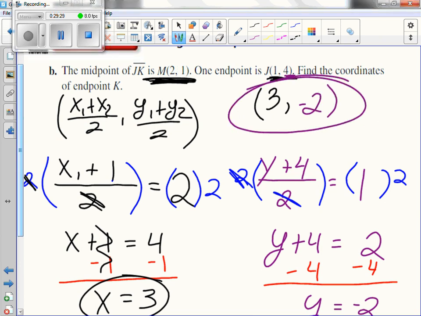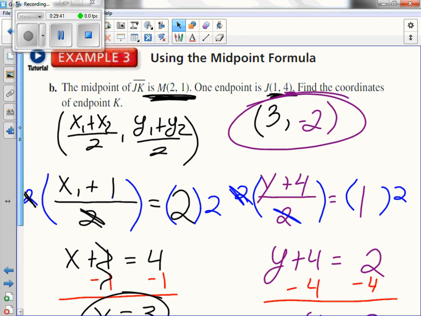So this right here is our answer. The endpoint K is at the point (3, negative 2). We used this formula here to be able to find that value, and that's all we have to do for this one.